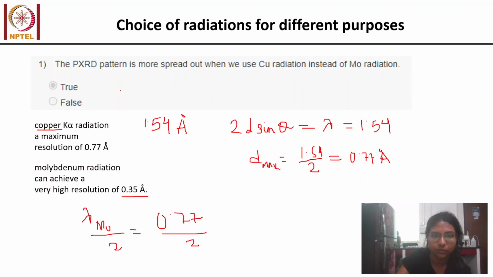So this question, it all started from this question, right? The PXRD pattern is more spread out when we use copper radiation instead of molybdenum radiation, so this will be true.